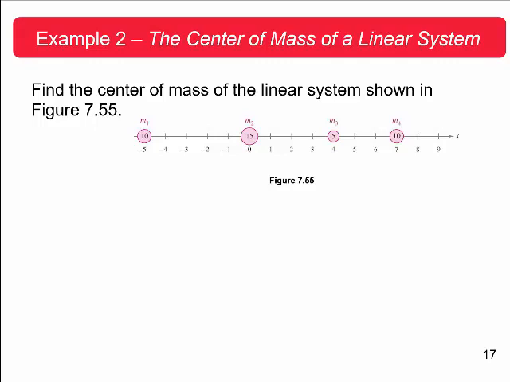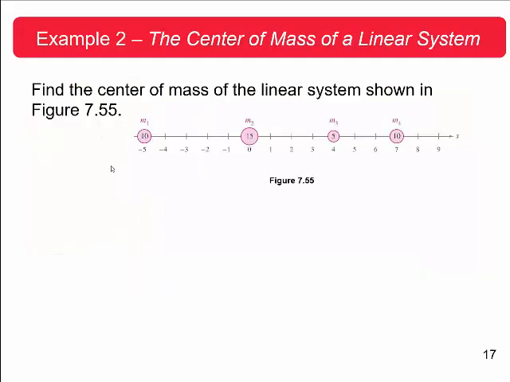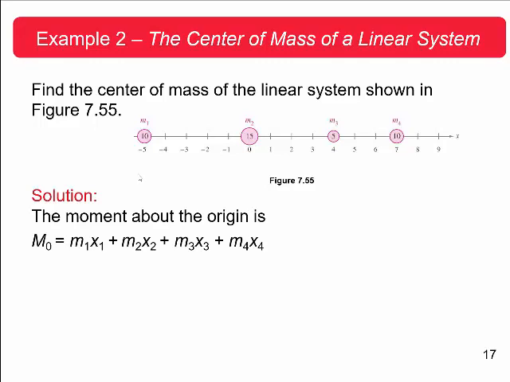Okay, let's do an example. Let's find the center of mass of the linear system shown below. So the center of mass is this. Okay, so we're going to need this right here. To find this, we're going to have to find the moment about the origin, just so we're clear. Okay, so the moment about the origin is the following. So you see M sub 0 is m1 times x1 plus m2 times x2, and all the way to m4 times x4.